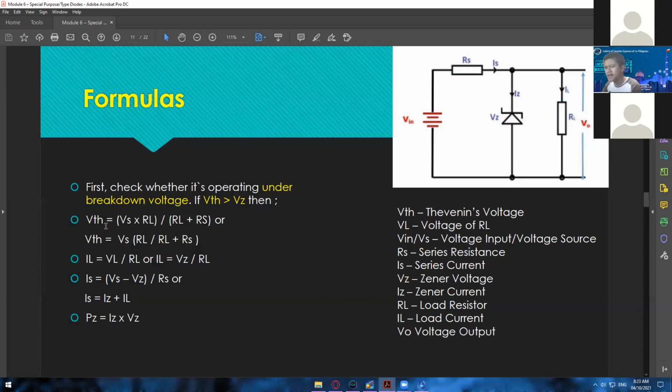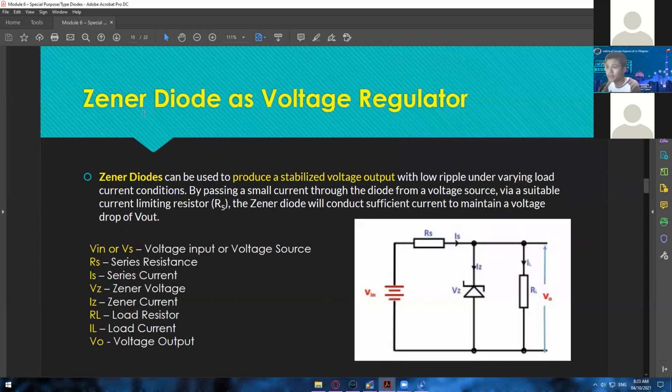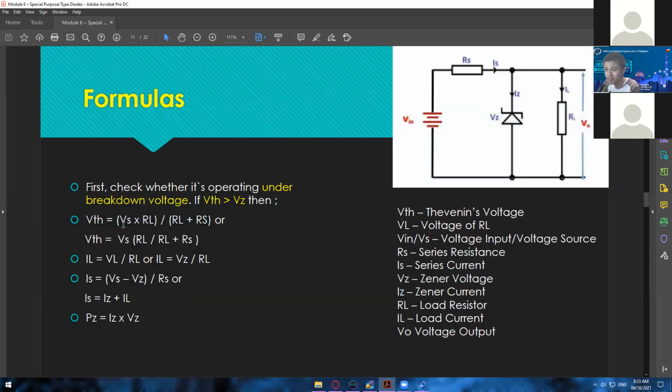Anyway, here's the formula: Vs times RL divided by RL plus Rs. Of course you can use this all throughout. This is heavily reliable since, just like I mentioned a while ago, we have fixed components and their arrangement is also fixed. So you can use this every time you solve a Zener diode as a voltage regulator. So that's it for the first formula, or VTH.